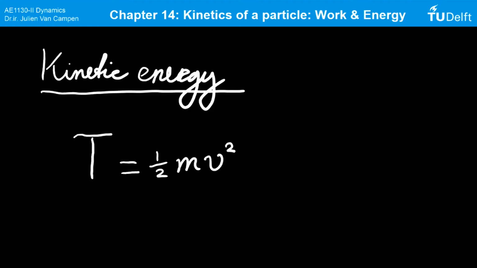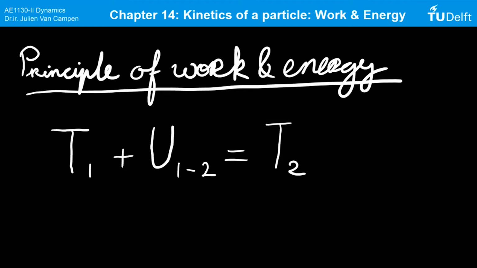Notice that the kinetic energy of a particle is always positive. Now that we have integrated both sides of the equation of motion over distance, we can formulate the principle of work and energy, which states that the kinetic energy in point 1 plus the work done on the particle equals the kinetic energy in point 2. Or, in a formula, T1 plus U12 equals T2.